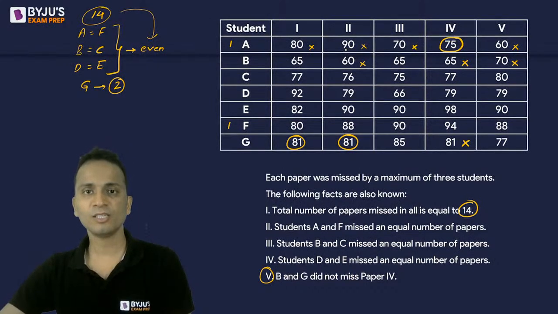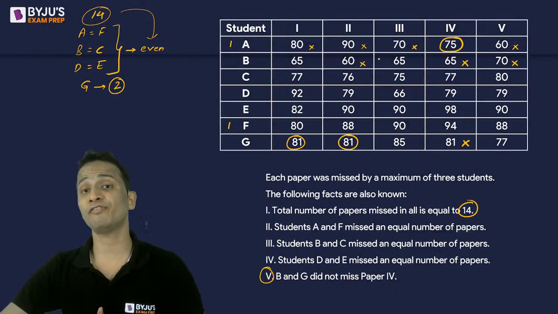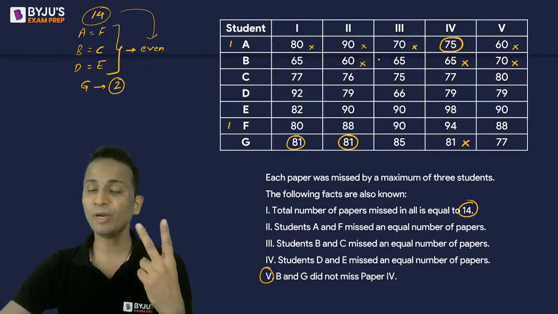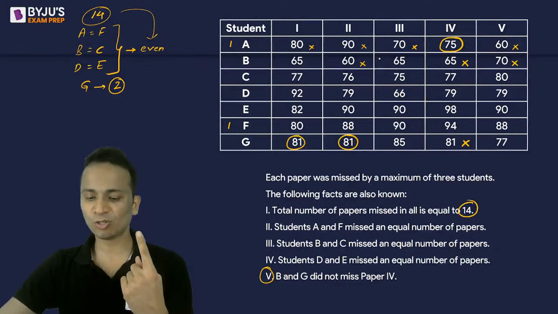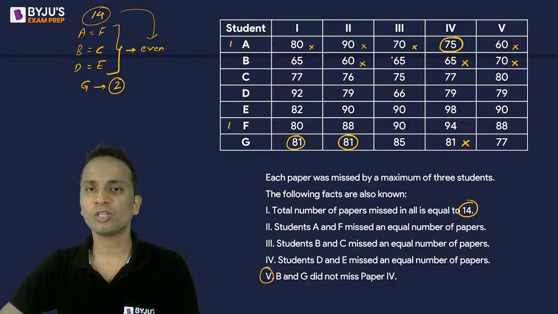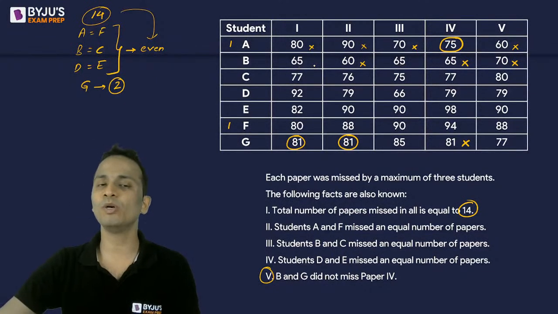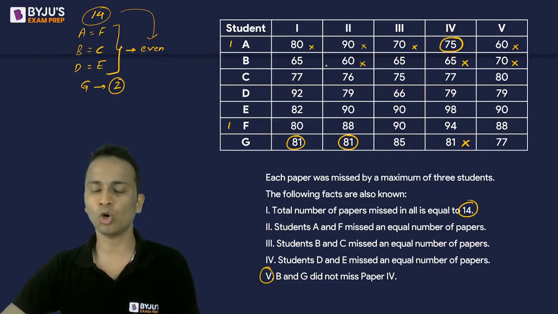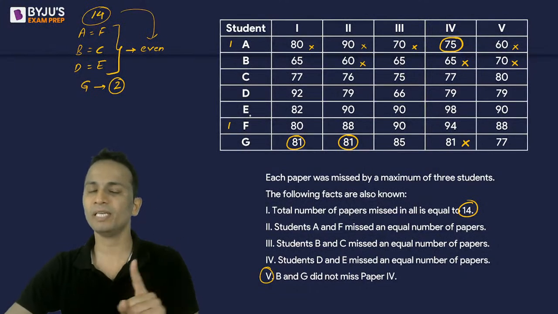Am I clear? So Sonali, you are saying B has missed 1 and 3. We'll check if B has missed 2 papers. B may also miss 1 paper. Right, Sonali? B may also miss 1 paper. Okay. So the average of the remaining 4 papers will also be equal to 65. So that is why I'm not able to conclude this thing. But I'm clear that A and F have missed 1 paper each.